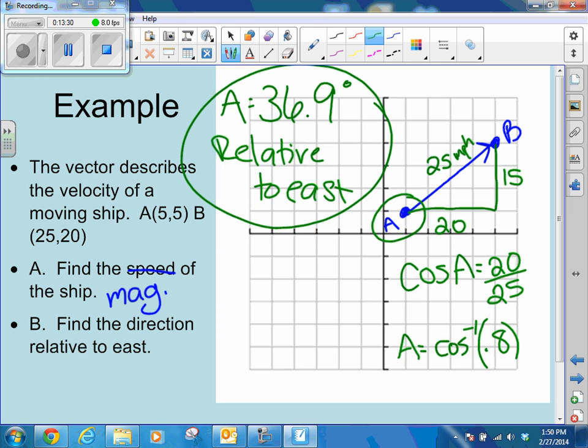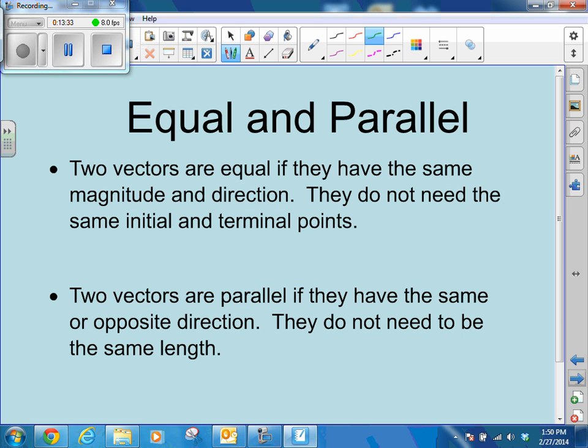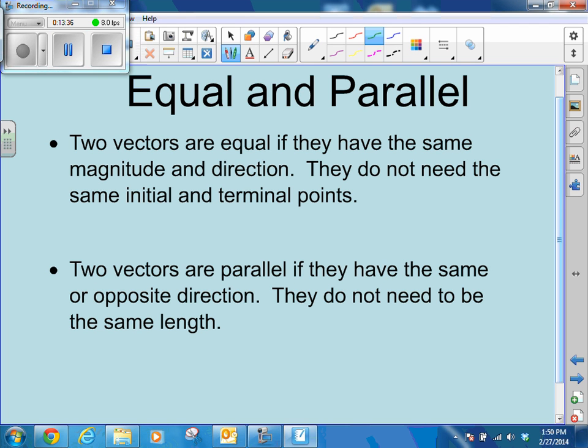All right. Now, we talked about this idea for vectors to be equal and parallel back in chapter 7. So to be equal, they have to have the same magnitude and direction. So they have to have the same length and the same direction. They do not need to start and end at the same spot, but they do need to be the same length and be going the same direction.